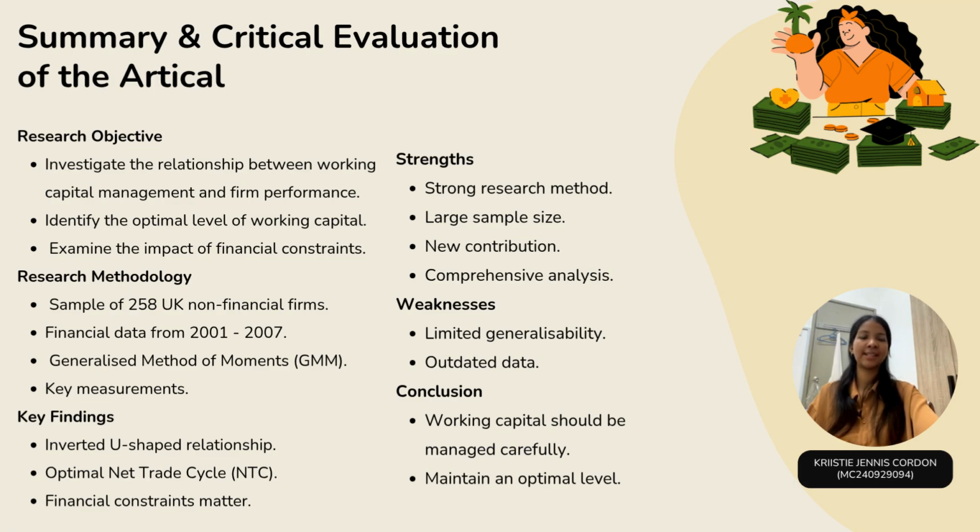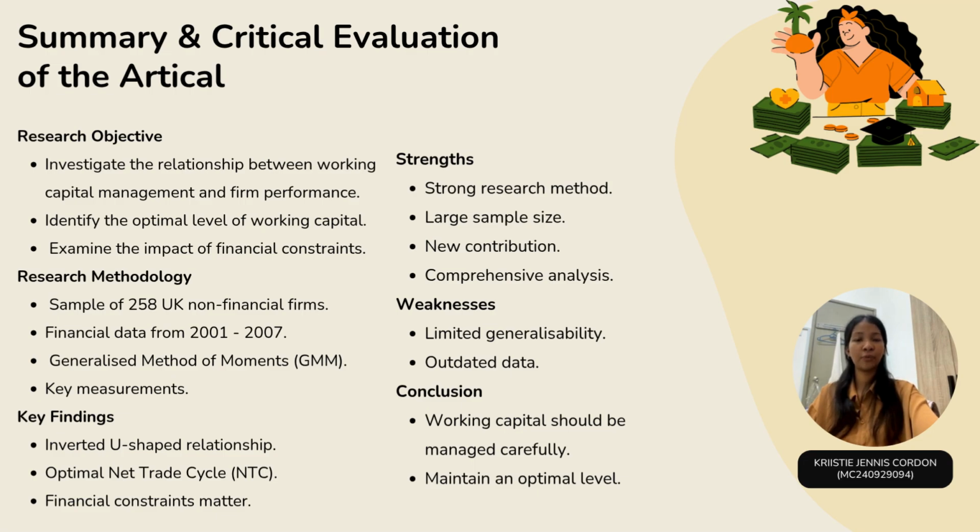The third point is key findings. Firm performance improves as working capital increases up to an optimal level but declines if working capital becomes excessive. The ideal net trade cycle is approximately 66.5 days for achieving the best business performance. Also, companies with limited access to financing perform better with lower levels of working capital.